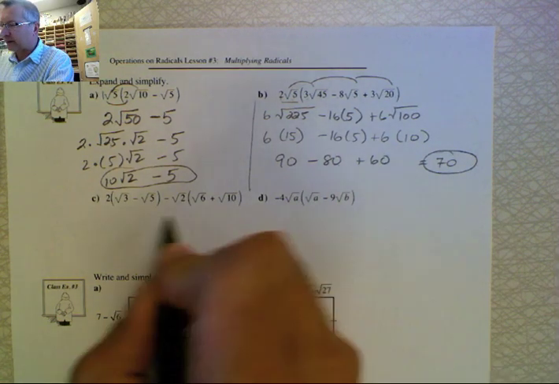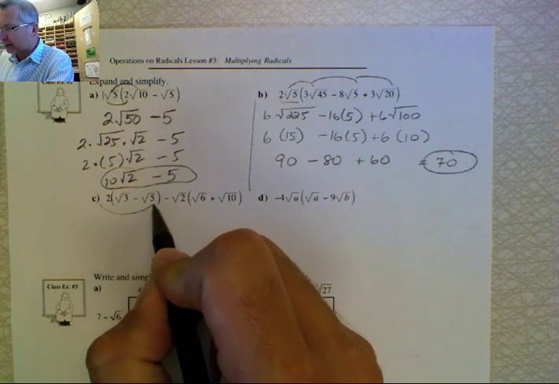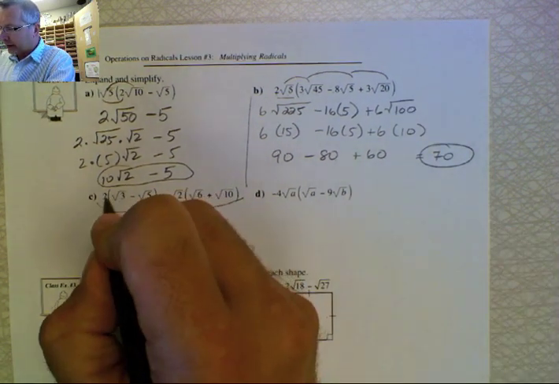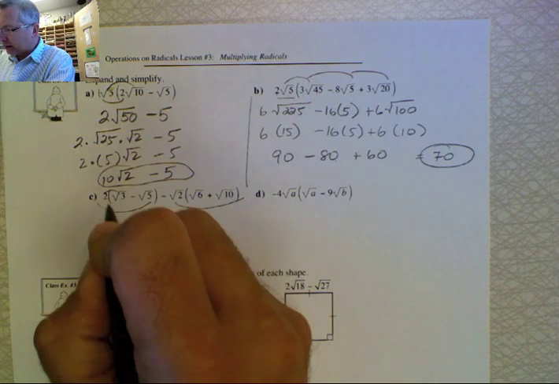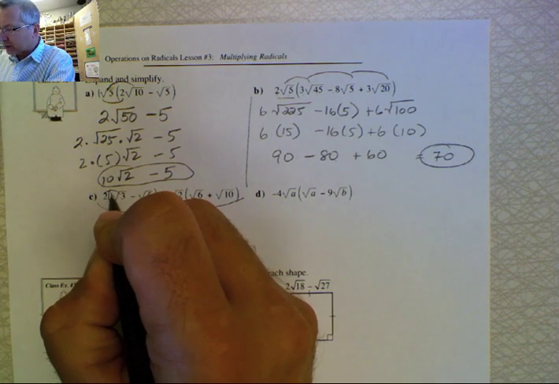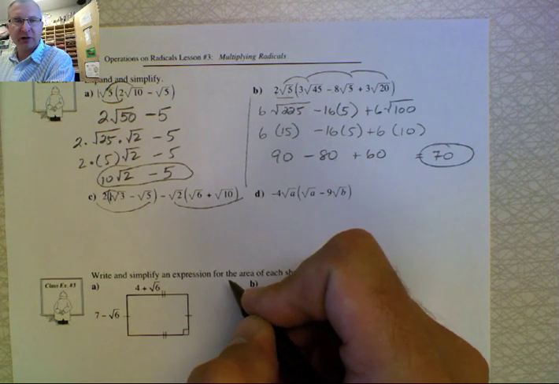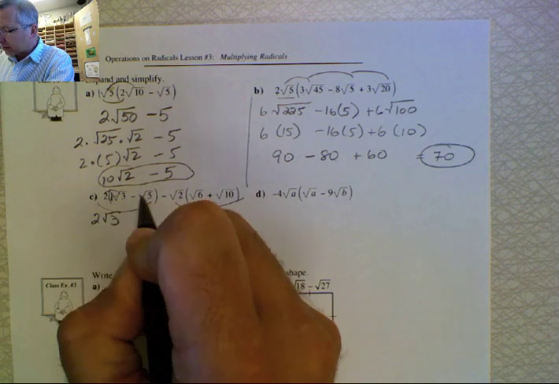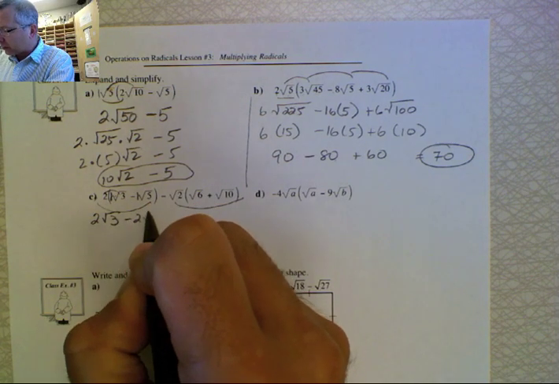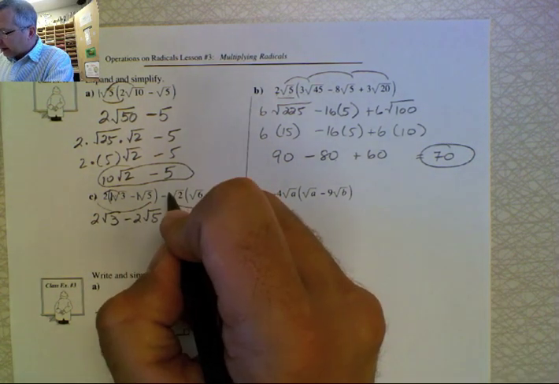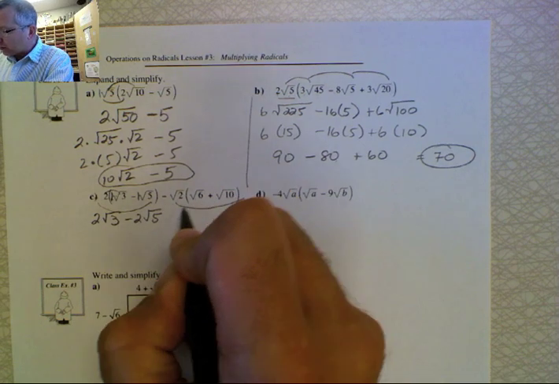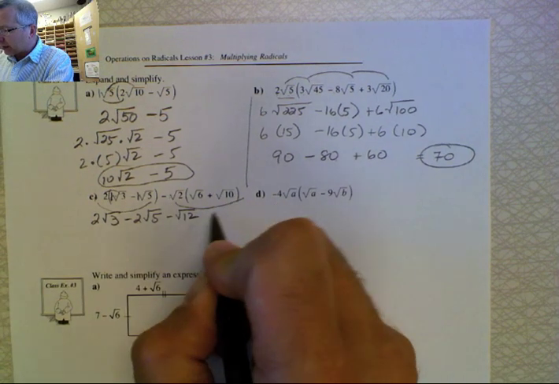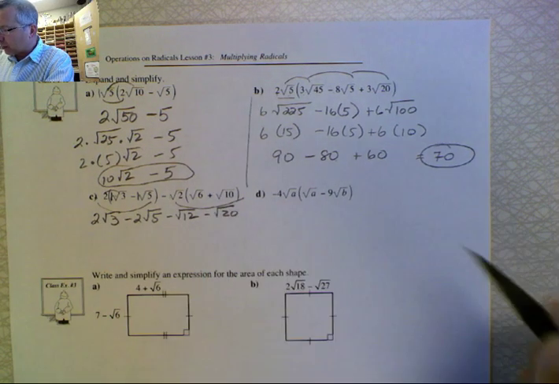Okay, here we kind of have a combination of things. We're going to have some multiplying, and then we're going to have some adding and subtracting going on. Here, 2 times root 3. Well, 2 is a whole number, and so that means it gets multiplied by the coefficient in front. So 2 times 1 is 2 root 3. 2 times negative 1 is negative 2 root 5. Negative root 2 times root 6 is negative root 12. And negative root 2 times 10 is negative root 20.